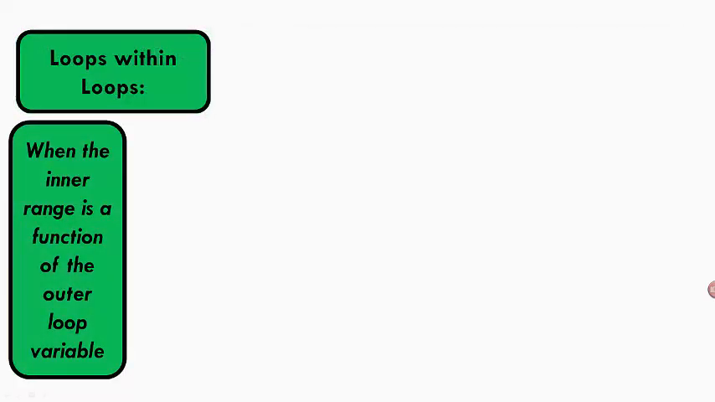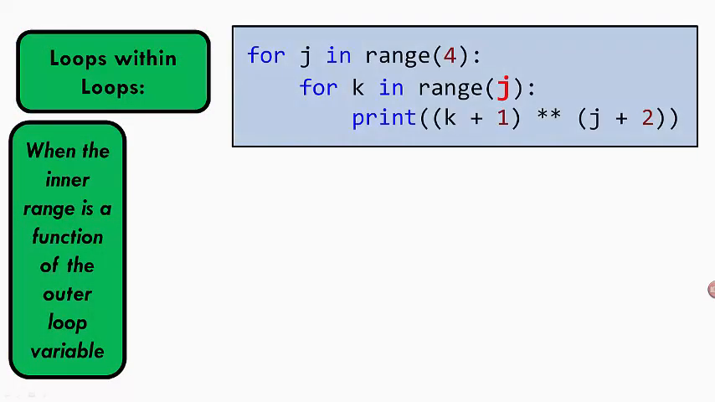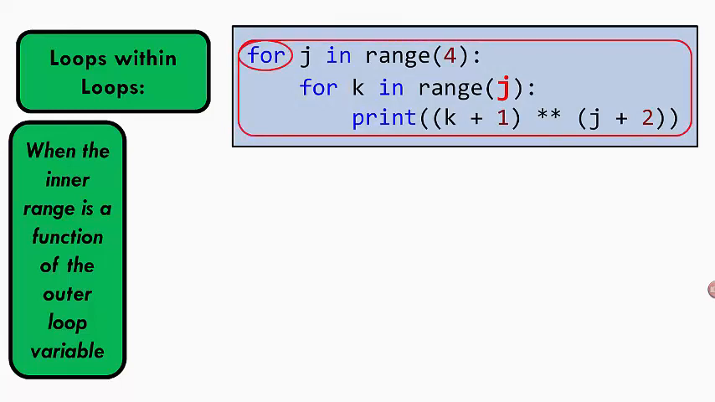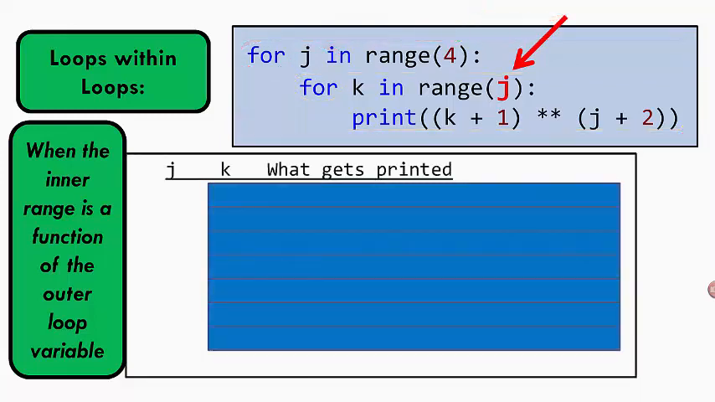Here's another example, and this one shows when the inner range is a function of the outer loop variable. So here, the outer loop there in red has a variable j, and that variable j is used for the range of the inner loop. So as j in the outer loop changes, the number of times the inner loop will run will change. In this example, I've also changed the outer loop to run 4 times instead of 2, just to give a better example. Let's trace through this as we did with the other one.